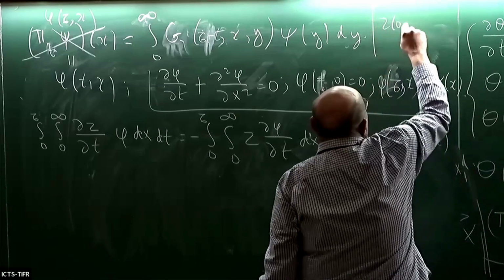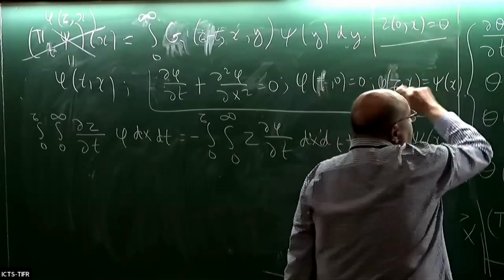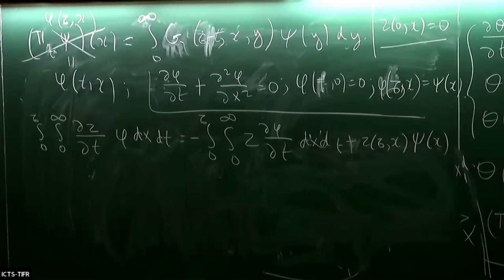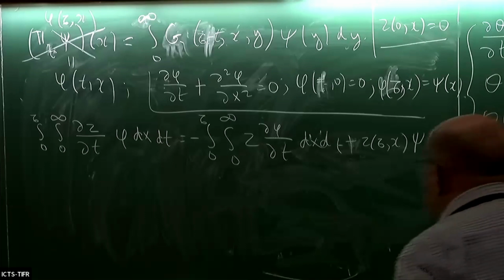I want to compute phi tau. Phi tau is nothing else but the solution of that with initial data 0. No, I want to compute phi tau. Okay, so I do this simple integration by parts.